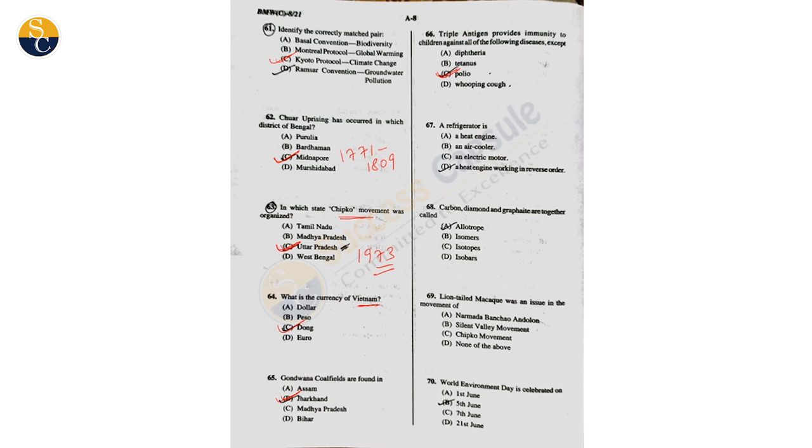Next, a refrigerator is a heat engine. Because according to second law of thermodynamics, a refrigerator is a device which is used to turn mechanical work into heat. So, A is the correct answer.